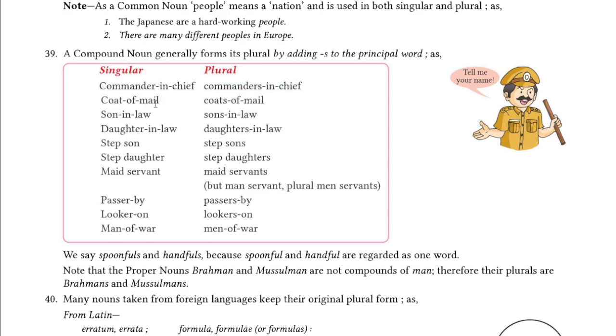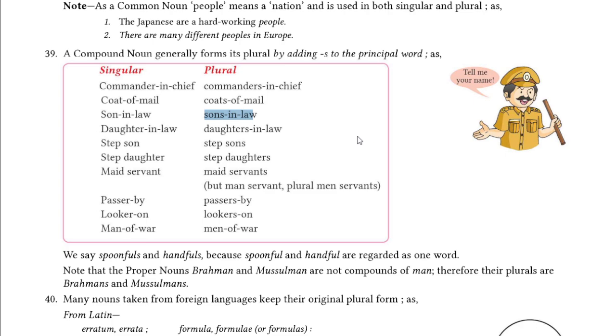Coat of mail. It is an armor made of metal chains, sometimes used formally in the battlefield by the soldiers. This coat of mail would protect the fighting soldiers from the swords and from the spears. Coat of mail. The principal word is coat. In order to form its plural, we would add s to the principal word, and we would get the plural form coats of mail. Son-in-law. Son is the principal word. We would add s to the principal word in order to get sons-in-law.